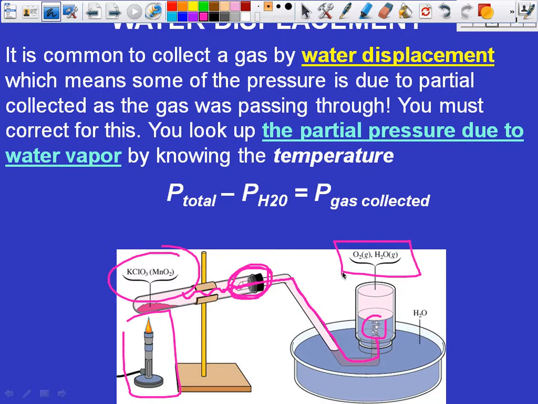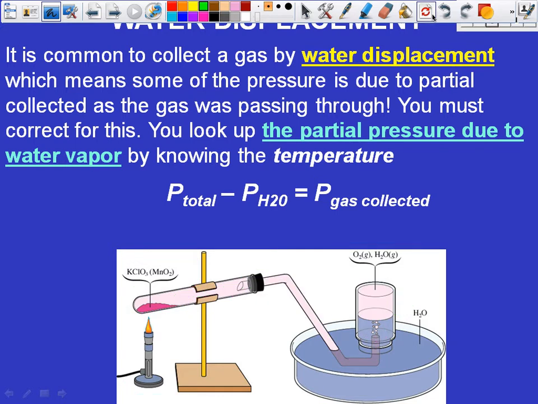Water vapor. So when you have a gas inside of a container, that gas is going to start building up pressure. The more we heat this solid, the more gas is produced, and the more pressure is going to build up, so the more it's going to force the water out of the container. We can determine the distance right here, and that can help us determine how much pressure there was. So again, the total pressure minus the pressure of the gas equals the pressure of the gas collected. An interesting concept.